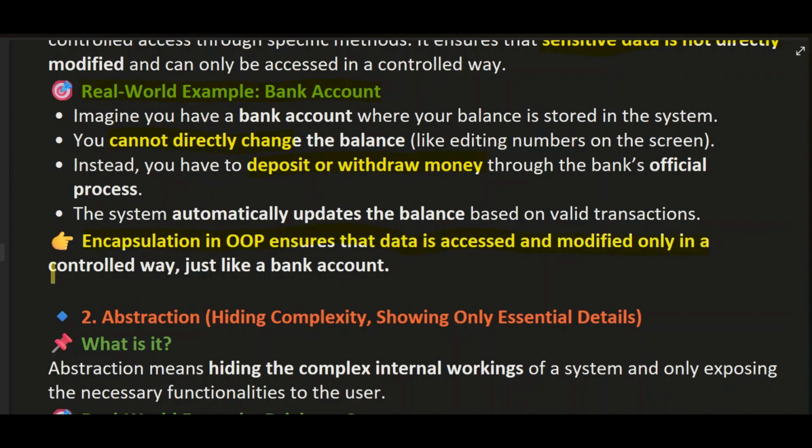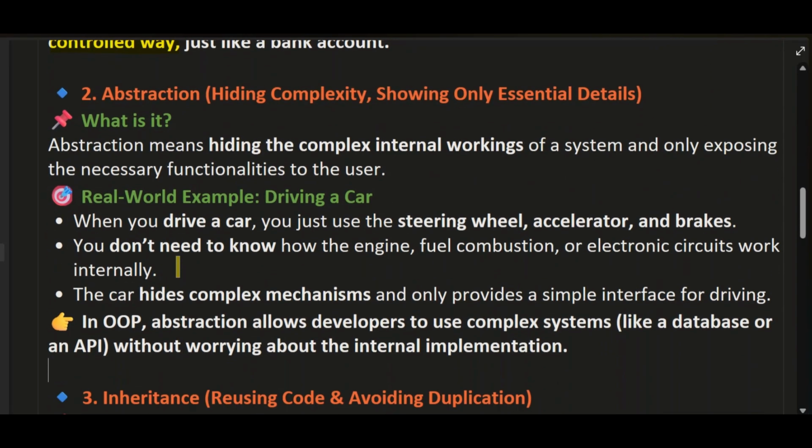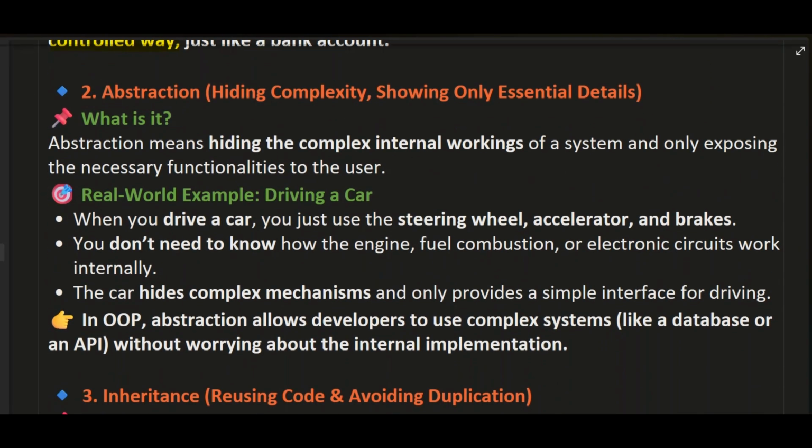2. Abstraction. Hiding complexity, showing only essential details. What is it? Abstraction means hiding the complex internal workings of a system and only exposing the necessary functionalities to the user. Real-world example. Driving a car.